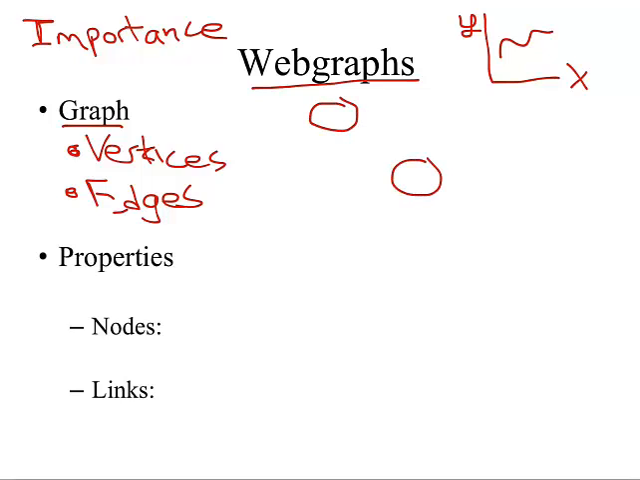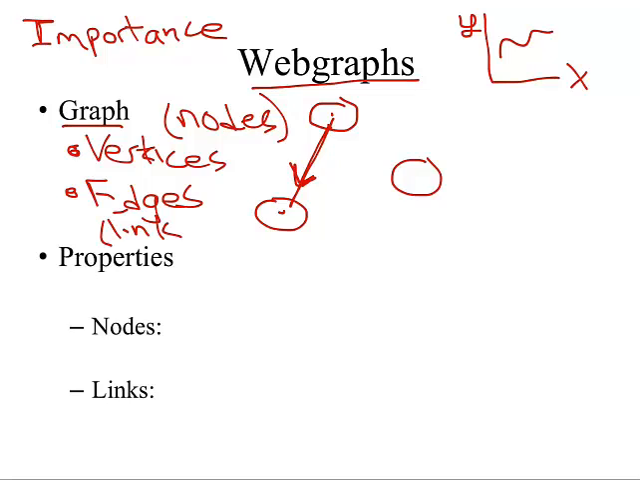So maybe we have 3 vertices or nodes, as we're going to call them, in this graph, and there's some amount of connection between them, right? And these connections we would put as arrows on there. So if this node points to this node, then there would be a link or an edge from this node to this node with an arrow pointed this way, indicating that A points to B, B does not necessarily point to A. And so now a web graph is just a specific type of graph, really.